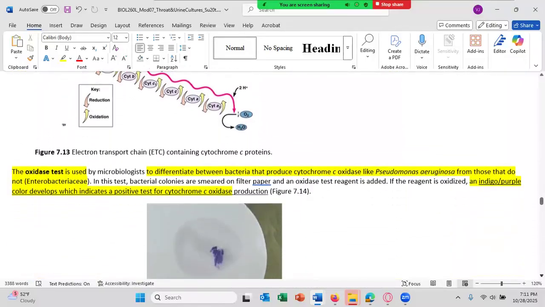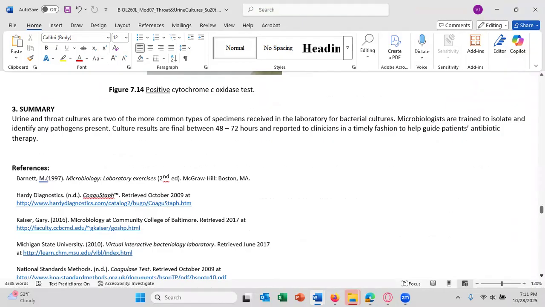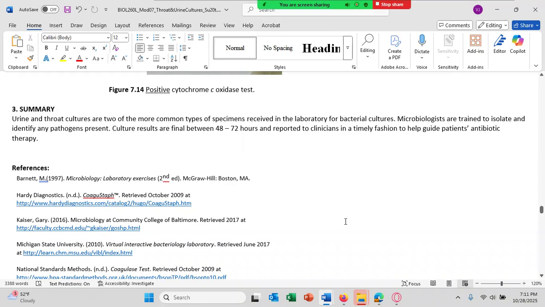All right, need to talk about the summary here. Urine and throat cultures are two of the more common types of specimens received in the lab for bacterial cultures, and microbiologists are trained to isolate and identify pathogens present in both. You can take a look at the references.